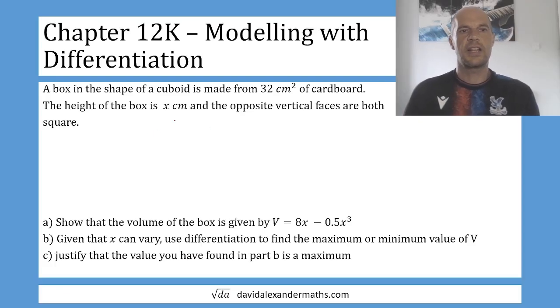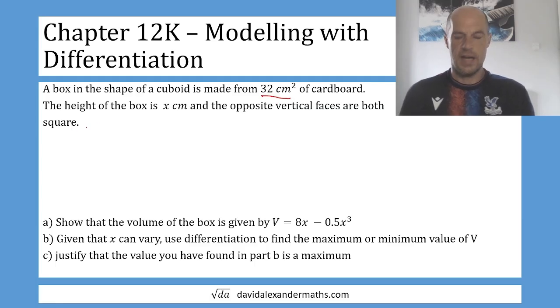Okay, so here's one final example. A box in the shape of a cuboid is made from 32 centimetres squared of cardboard. Okay, so therefore the surface area is 32 square centimetres. The height of the box is x, and the opposite vertical faces are both square.